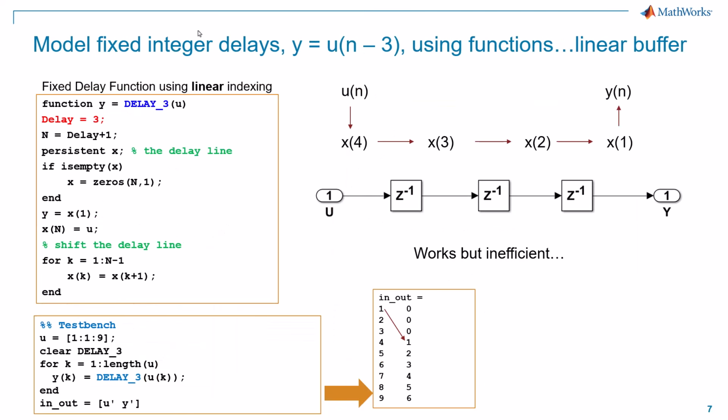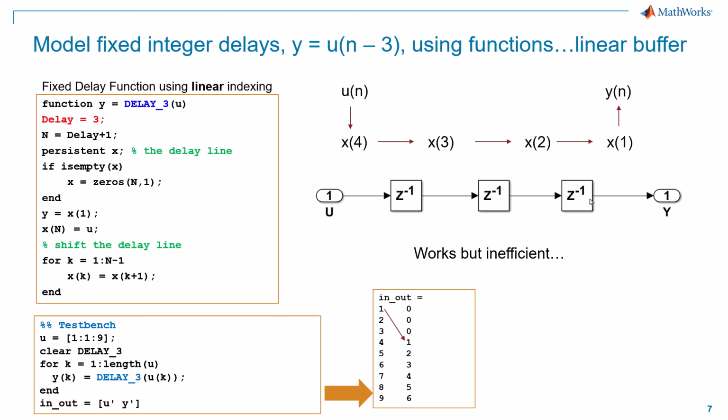All right, what about modeling fixed integer delays using functions instead of just using indexing? In this case, I'm showing the linear buffering, or linear indexing, approach. So we've got a function called delay_3, where the delay is fixed at 3 inside. I'm doing my pre-allocation of a persistent array. And then there are basically two operations that go on here. We've got assignment of the output within the array, and then we've got our shifting of the delay line. This is almost easier to understand by looking at a picture.